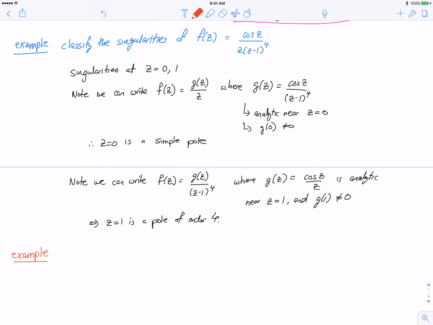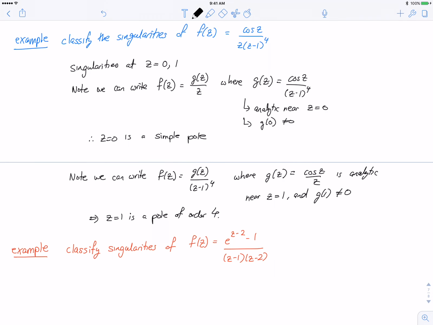Right, so now I'm going to classify the singularities. I'm going to take my function to be e to the power of z minus 2, minus 1, on z minus 1 times z minus 2. Okay, so what about this one?